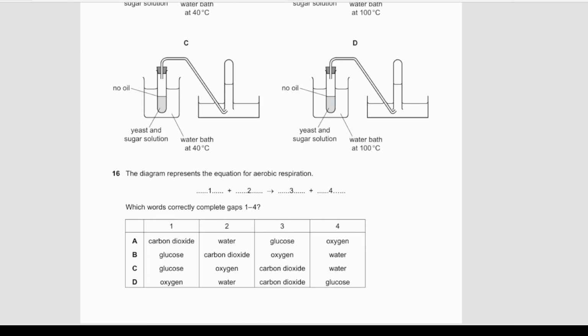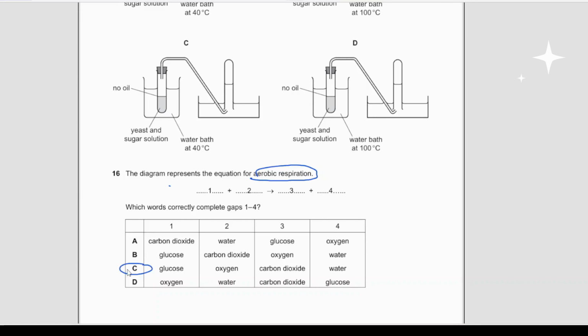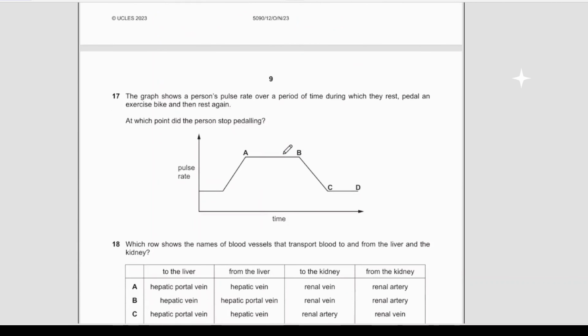So basically, wait, aerobic respiration: glucose and oxygen produce carbon dioxide and water. Please don't do this in the exam.